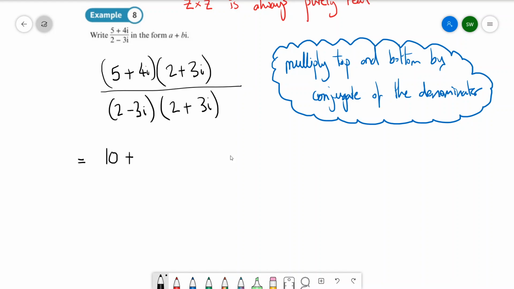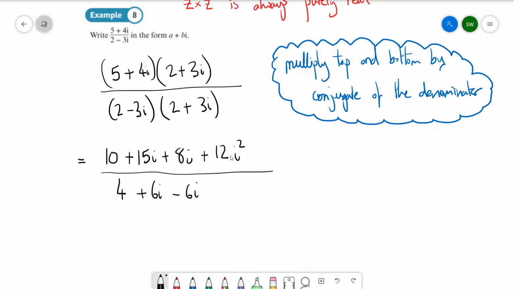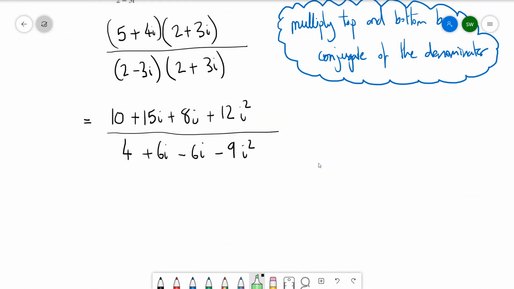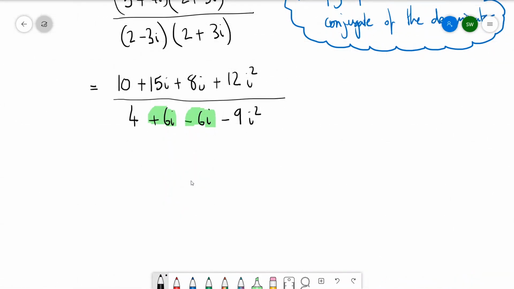We're going to have 10 plus 15i plus 8i and plus 4 times 3 is 12, i times i is i squared. And on the denominator, we're going to have 4. 2 times 3i is plus 6i. Minus 3i times 2 is minus 6i. And minus 3i plus 3i, minus 3 times 3 is minus 9, i times i is i squared. And as we would expect, we get these two terms that cancel each other out. And that's going to ensure that we have a purely real number with the imaginary part 0 on the denominator.